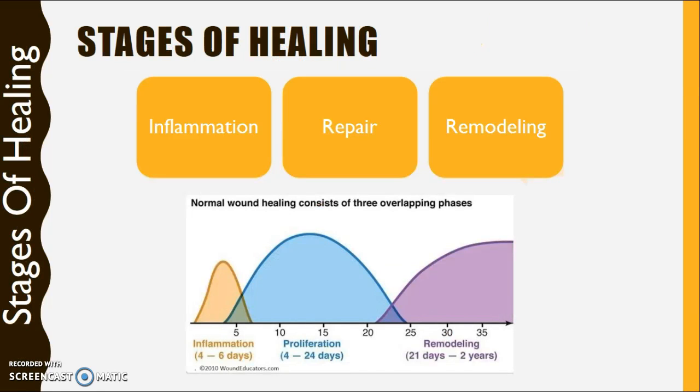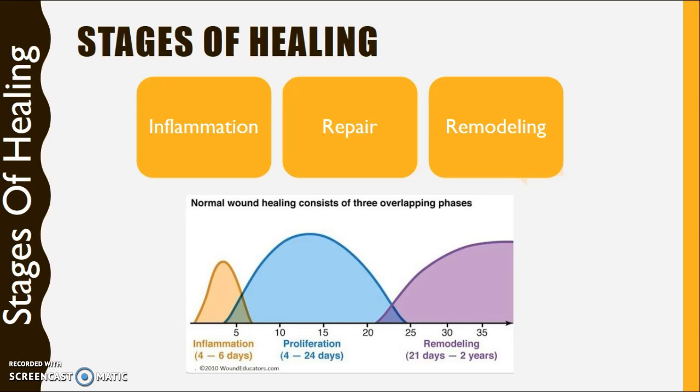So on the next slide we have stages of healing, and there are 3 different stages of healing which all have different time periods. So the first stage is inflammation, and this is where the blood vessels constrict and seal themselves off as the platelets create substances that form a clot and halt the bleeding. So this stage takes 4 to 6 days, as seen on the graph below, on the orange part of the graph.